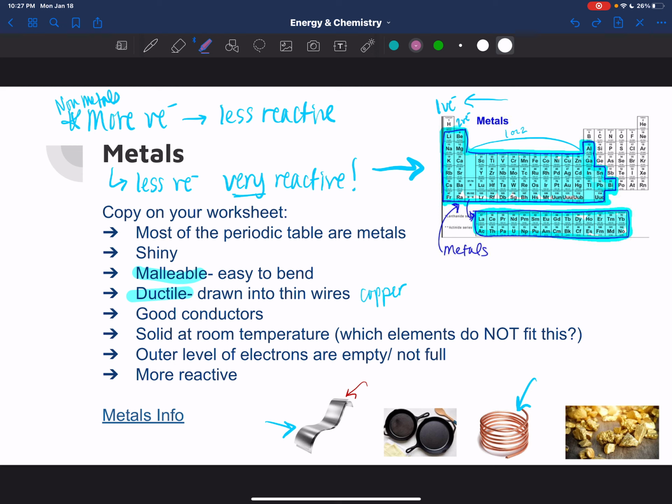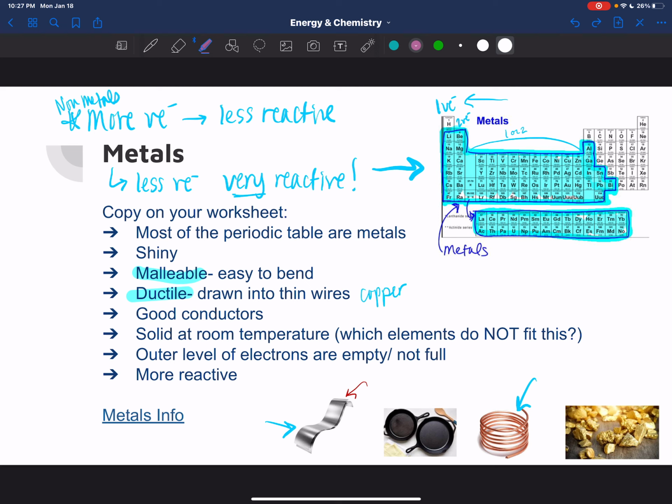Their outer level of electrons are empty or not full, which means that they are very reactive. So remember, the less valence electrons, the more reactive it is, meaning it wants to react with another element to get a full shell. And then I've got some examples at the bottom. Metal, you got your iron skillet, copper wiring, some gold.